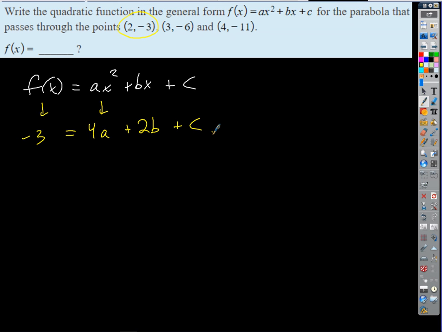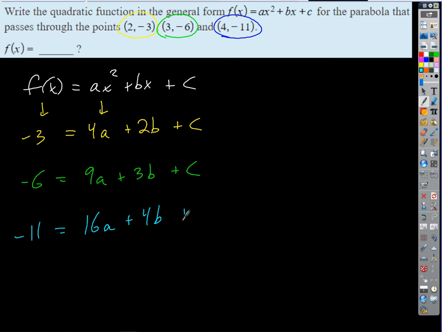What if we use this point? Make 6 equals 9a, right? A times 3 squared, so that's 9a plus 3b plus c. Okay? Next. And let's use this one. Equals 15a plus 4b plus c. Okay?